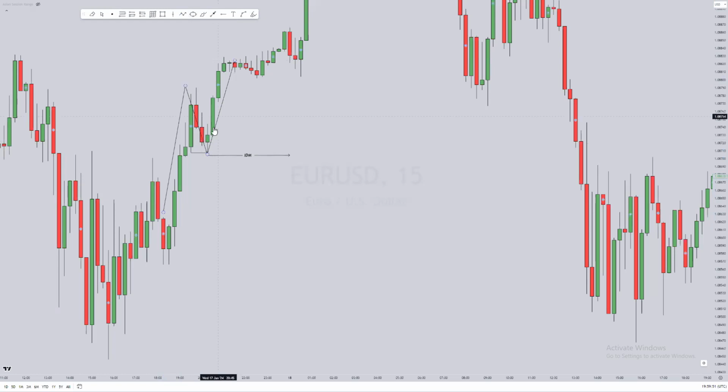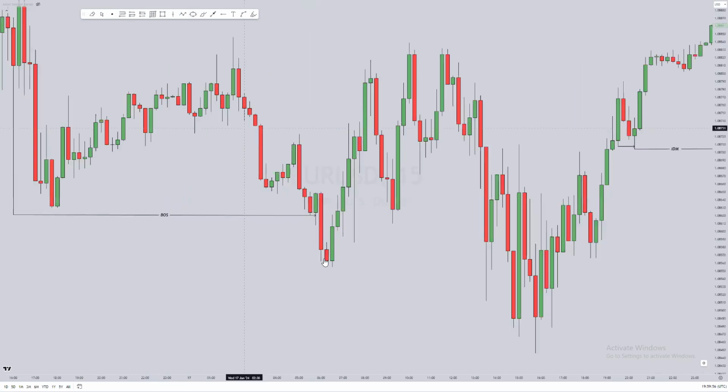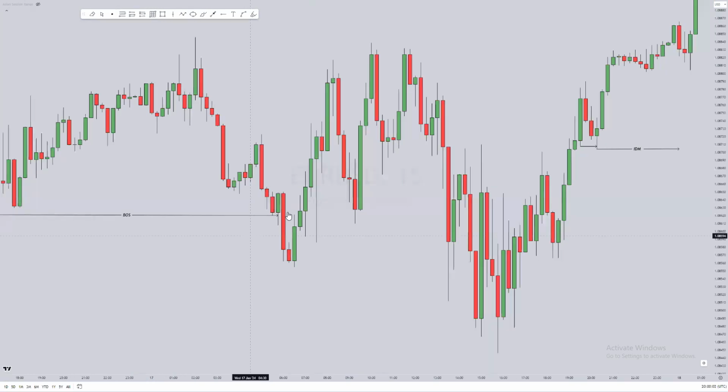Okay, so I'm trying to use this to show you something that happened on EU right here. So remember, after the break of structure, we need to mark out an inducement. And I said that inducement is the first what? Pullback after the break of structure. Now, looking at this candlestick right here, for somebody that wants to mark this as a pullback or an inducement, this is not an inducement.